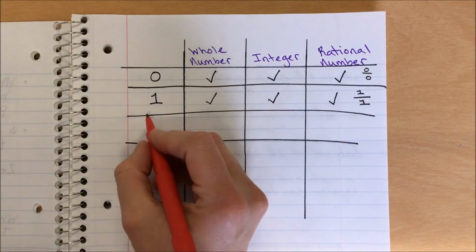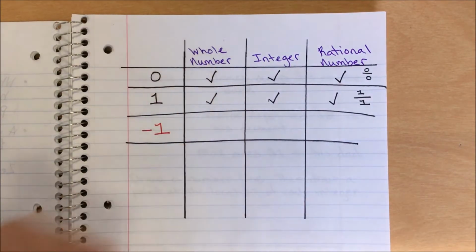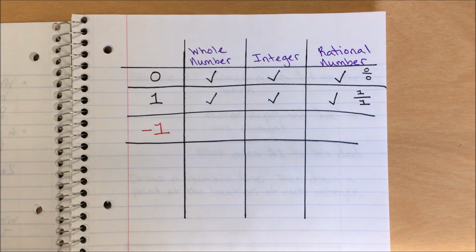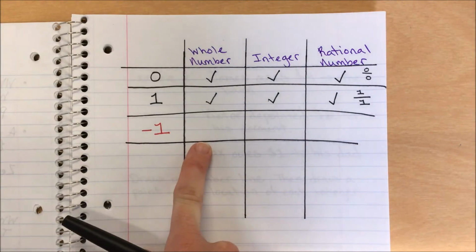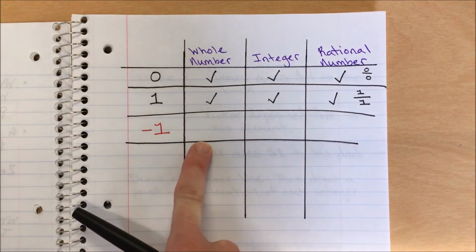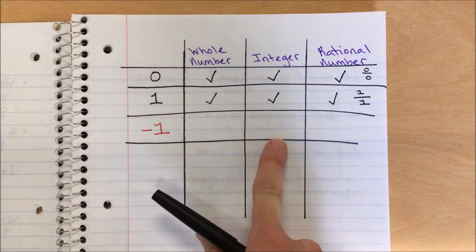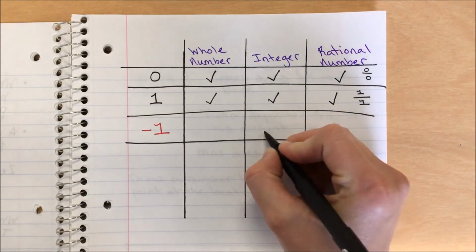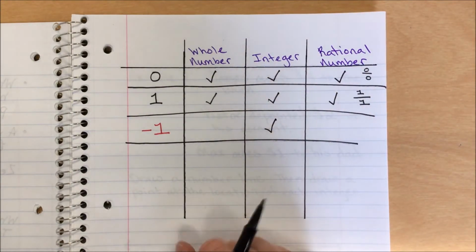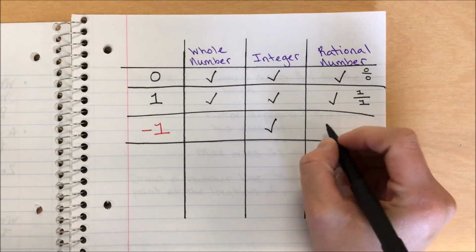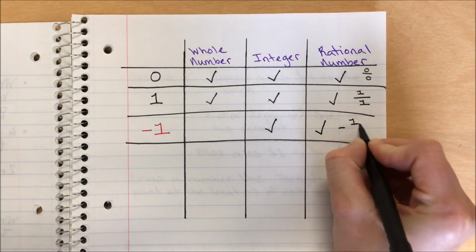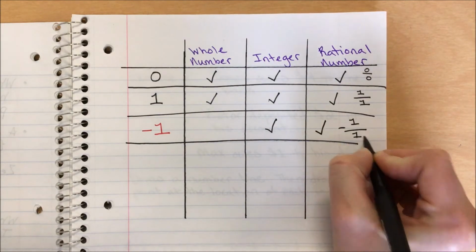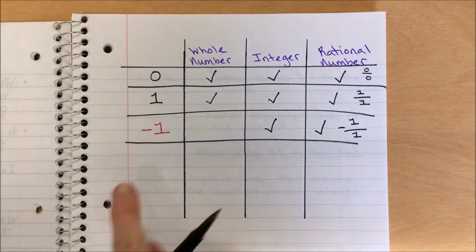What about negative 1? Okay, well, we know that whole numbers do not include negatives. So it's not a whole number. Is it an integer? It is an integer. Is it a rational number? Can you write it as a fraction? We can. We can write it as negative 1 over 1. It's the same as negative 1.